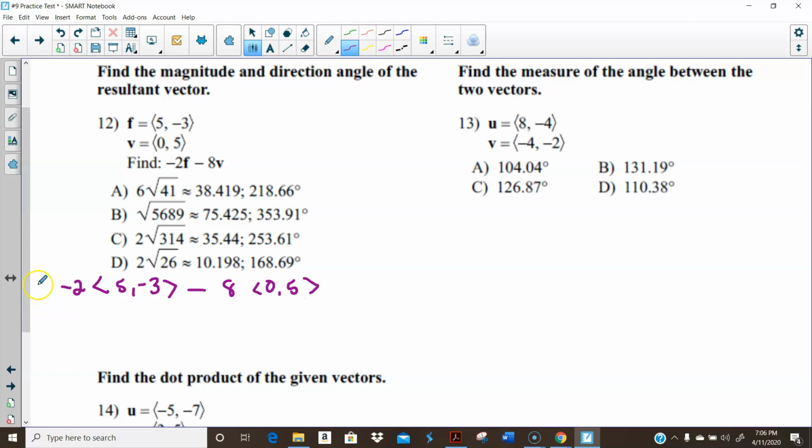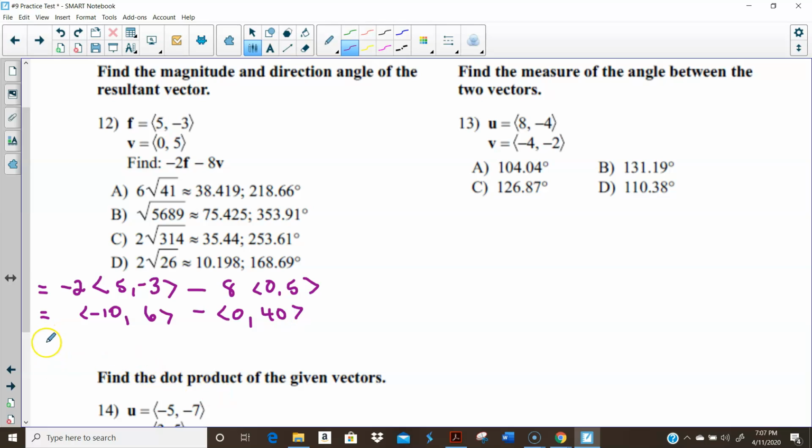So take the scalar and multiply it first. Negative 2 times 5 is negative 10, and negative 2 times negative 3 is 6. Then 8 times 0 is 0, and 8 times 5 is 40.